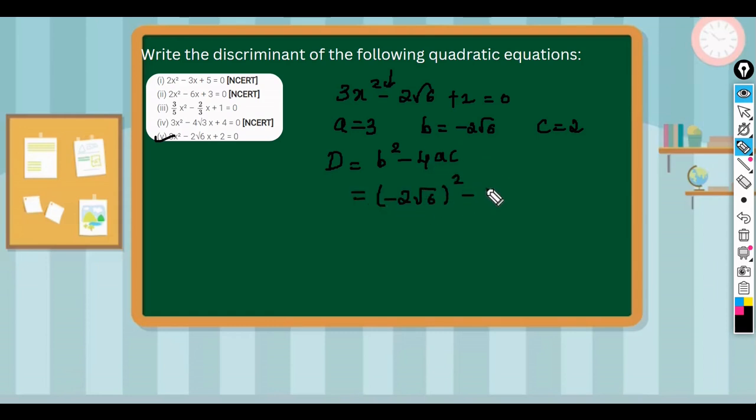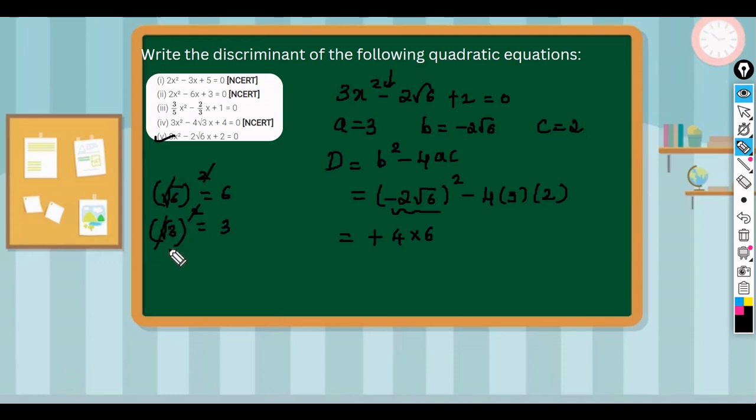Put here minus 2 root 6 square, minus 4 into 3, and here 2. What did I tell just now? I told you, square everything. Minus is squared, plus 2 is square 4, and root 6 is squared, you will get 6. I told you, root 6 if you square, you will get 6. Root 3 you had squared in the previous question, you got 3.